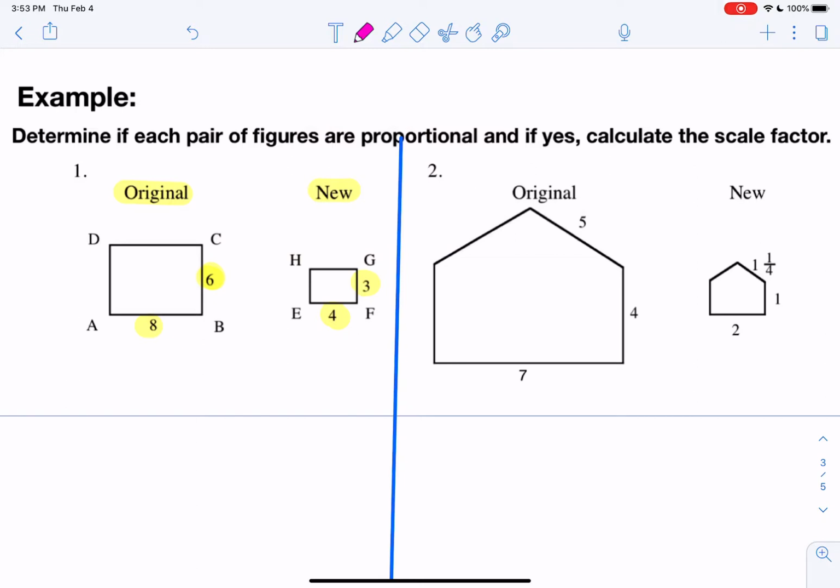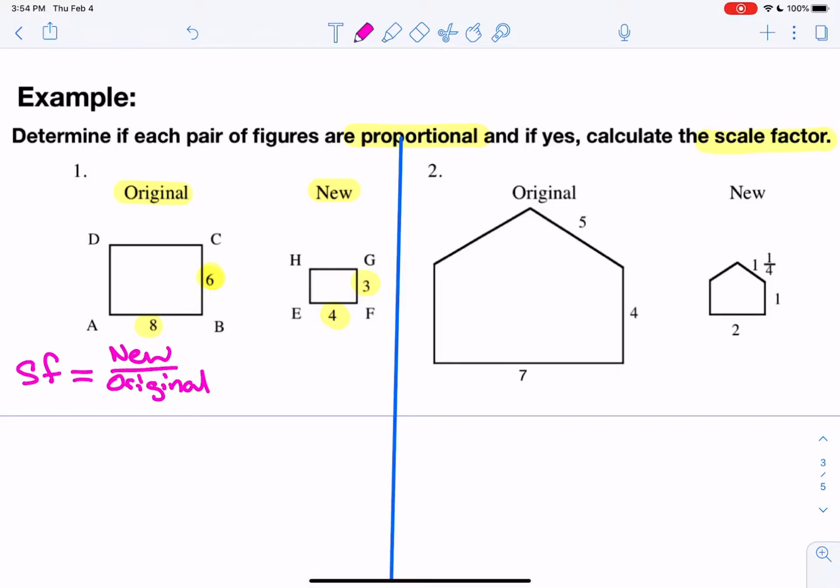So we need to remember that scale factor, and I'm going to write SF because I don't want to keep writing scale factor. So the scale factor is new divided by original. Now, it doesn't matter which side you choose. Up here, I forgot to read the directions, but it says determine if each pair of figures are proportional, and if yes, calculate the scale factor. So we want to know, is it proportional? And if it is, what's the scale factor?